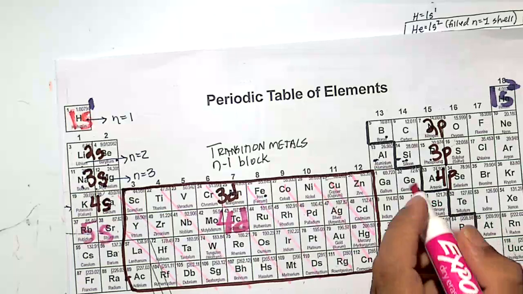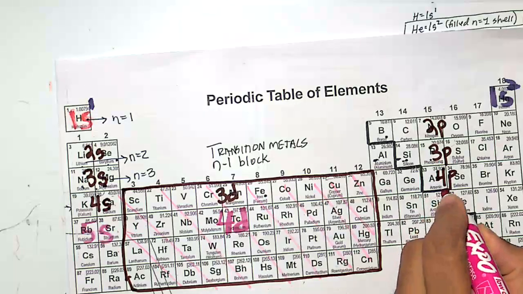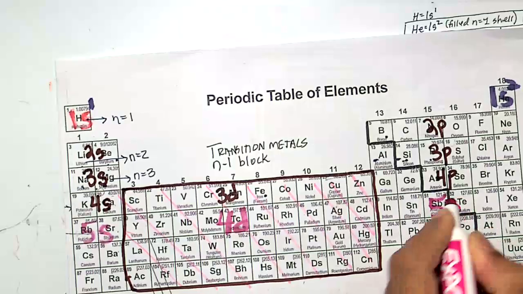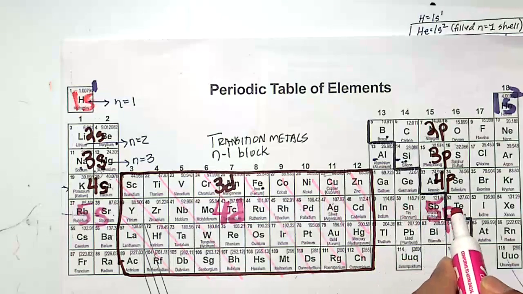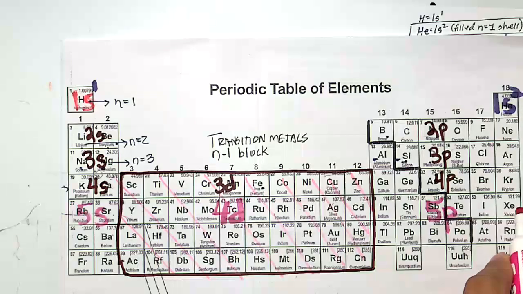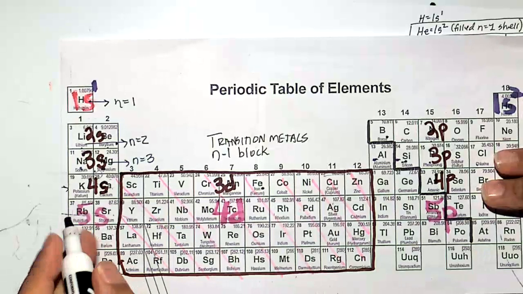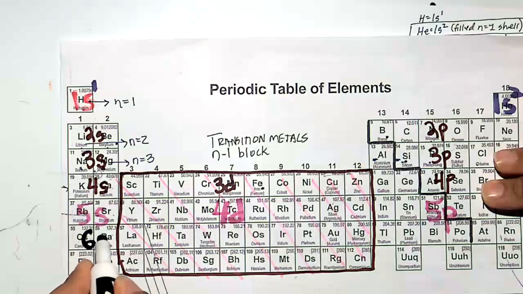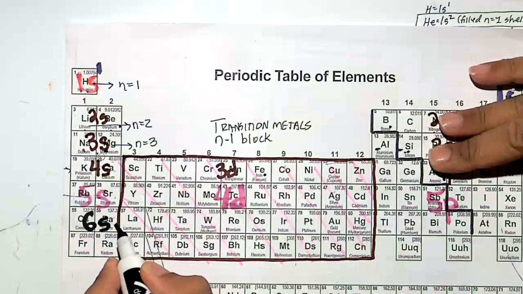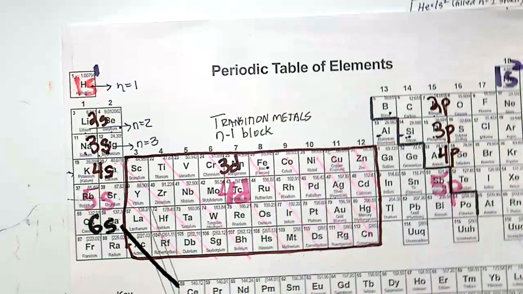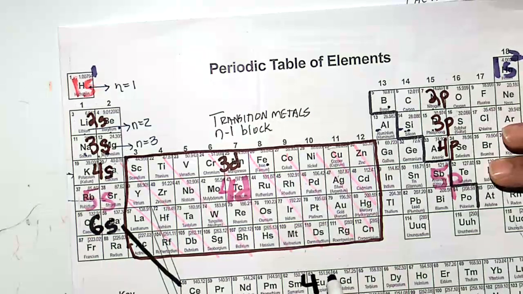Okay, after 4d, where will they fill? 5p. 5p1, 5p2, 5p3, 5p4, 5p5, 5p6. A filled n equals 5 shell. After 5p, where will they go? 6s. Okay, 6s. After 6s, where will they go? Okay, they will go to 4f.